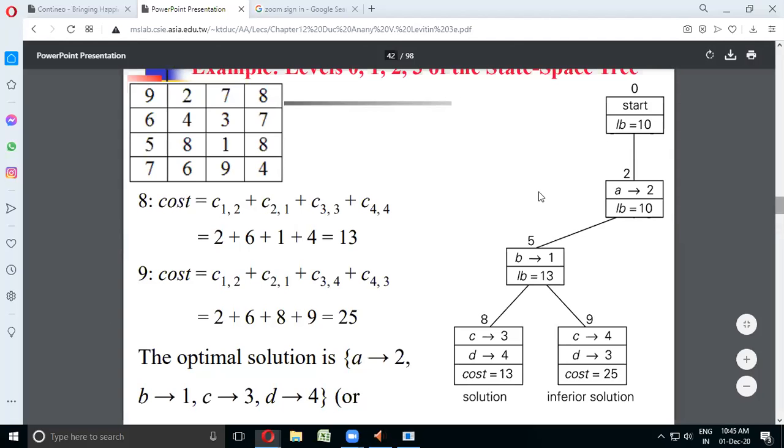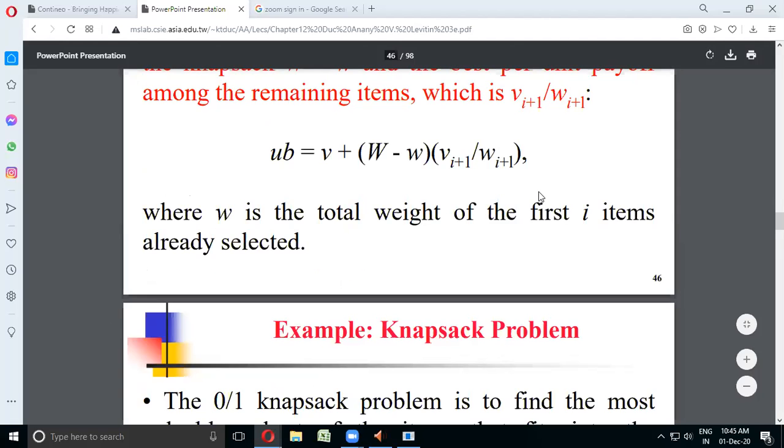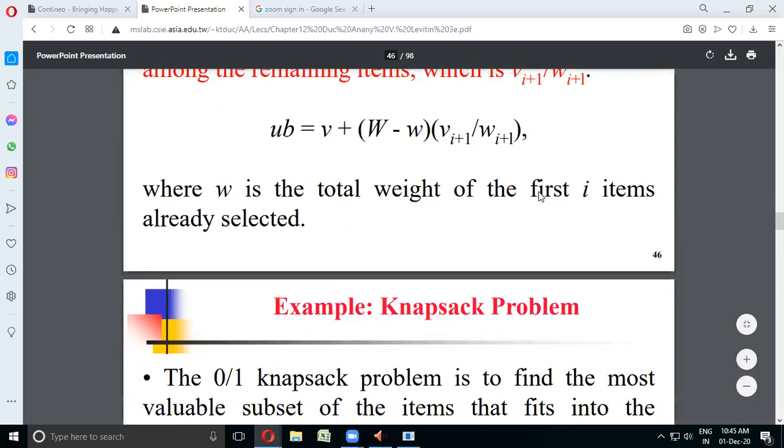So we will do one more problem, don't worry, if you feel that it is confusing or something.